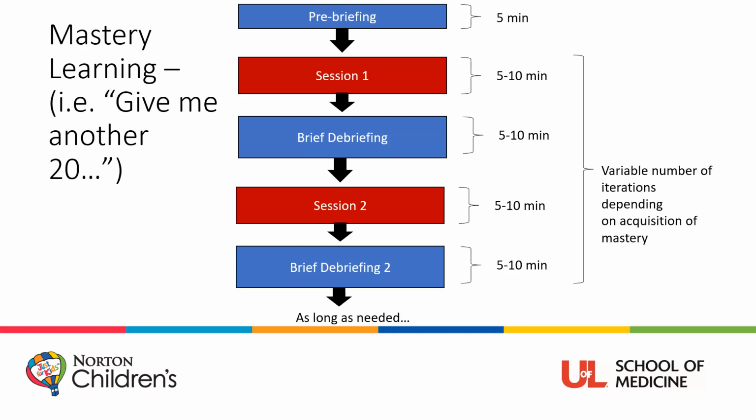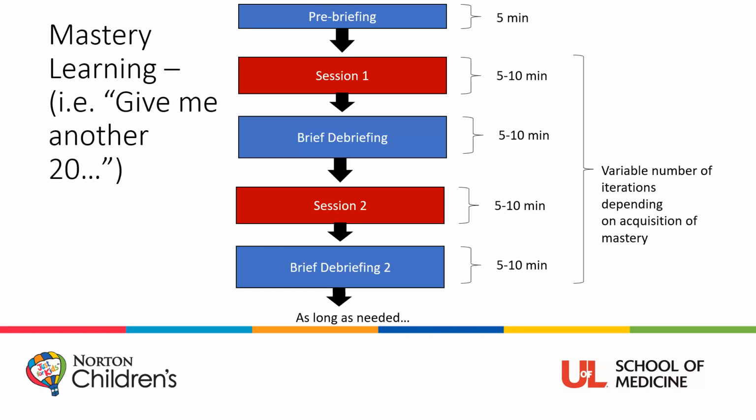So mastery learning: if RCDP is the do-over, mastery learning is drop and give me another 20. Mastery learning-based sims have the same structure as rapid cycle deliberate practice, but the key is that you add multiple iterations. You can see where this might be a problem in a lot of time-limited environments, but in an ideal world, the goal is to give as many iterations as are needed to achieve a certain level of mastery. This might be 2 iterations. This might be 1 if you do it right up front.